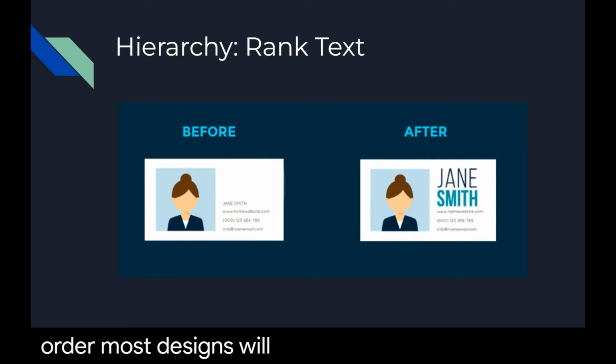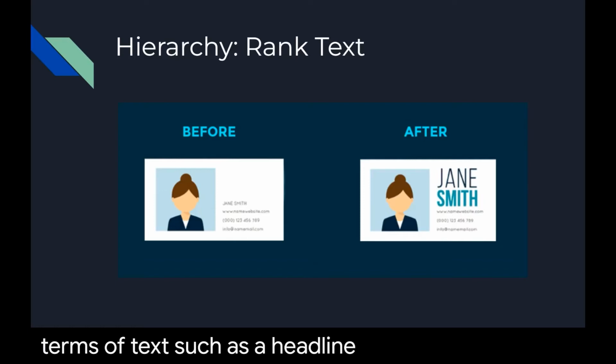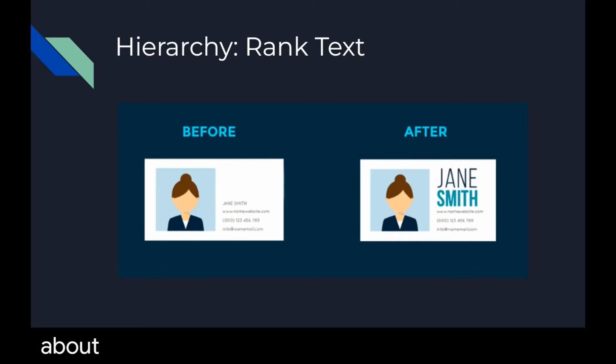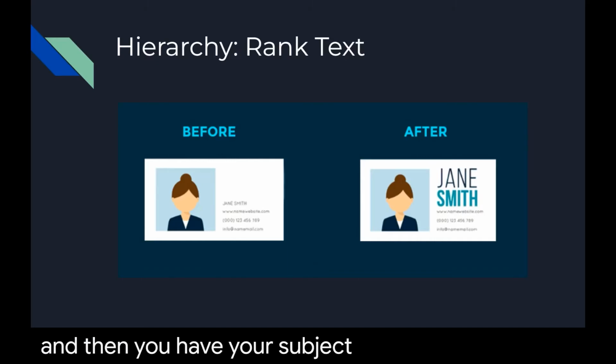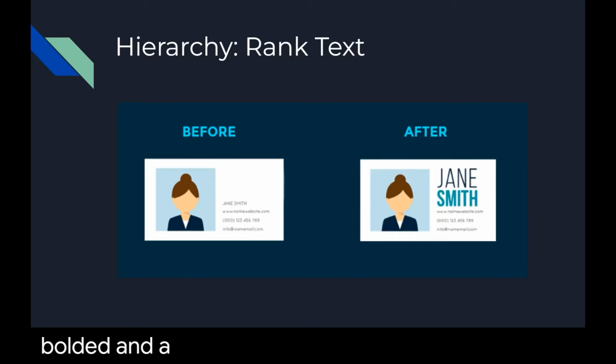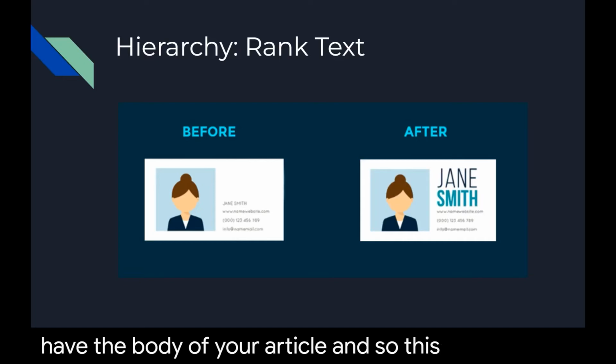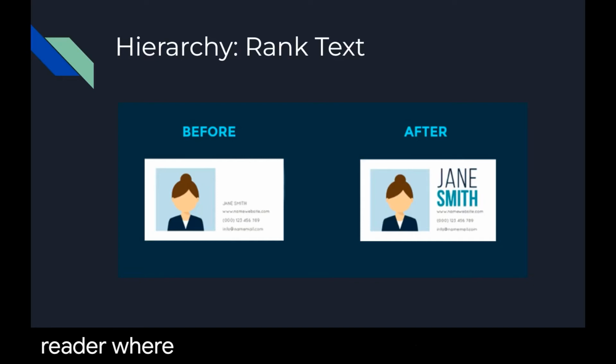Most designs will naturally have three ranks in terms of text, such as a headline, a subhead, and then additional information. Even when you're thinking about a basic online article, you have your headline and then you have your subheads that are bolded and a little bit larger in font. And then you have the body of your article. And so this tells your reader where the eye should look and what are the most important elements. That's the main idea behind rank text.